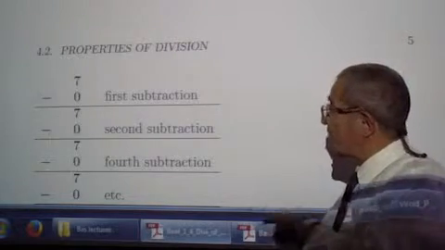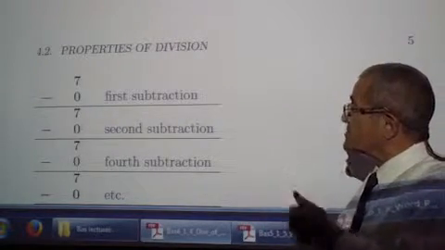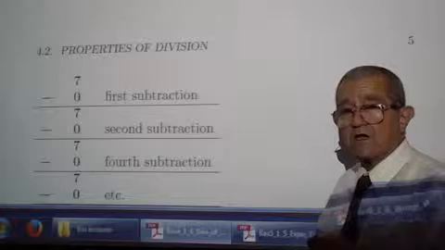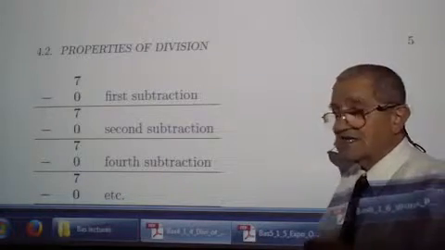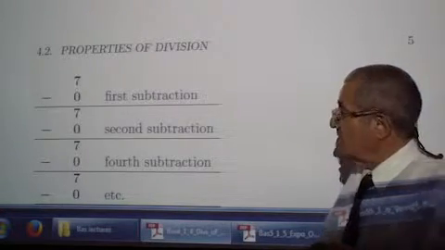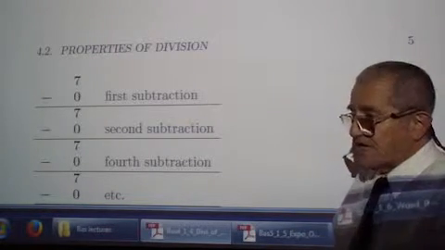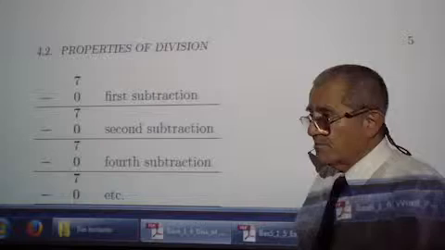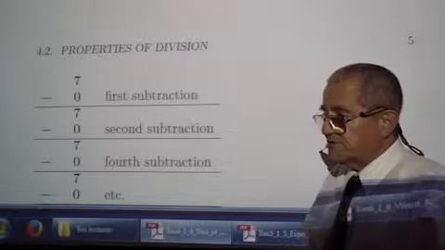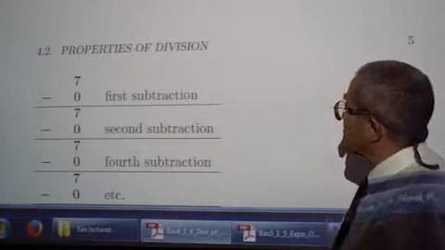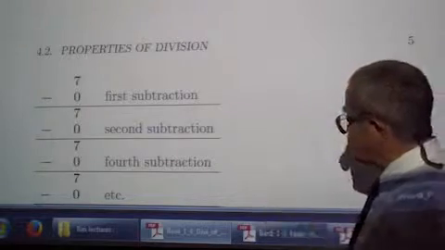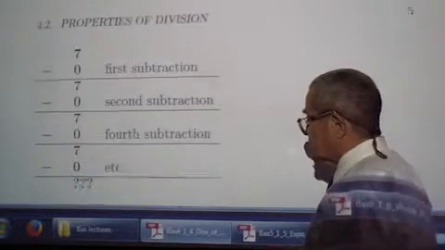So the number of times you can divide or subtract 0 from 7, or divide 0 into 7, is undefined. So the number of times you can do this is undefined.